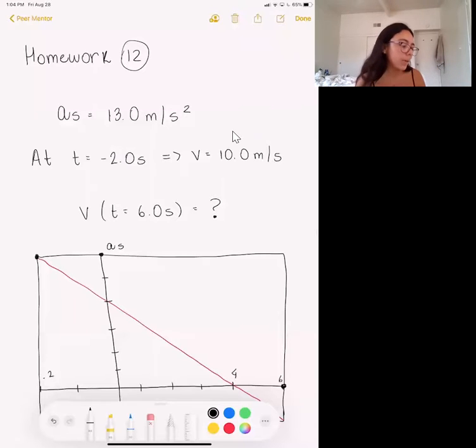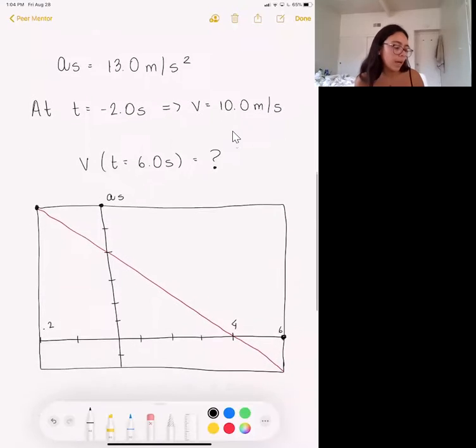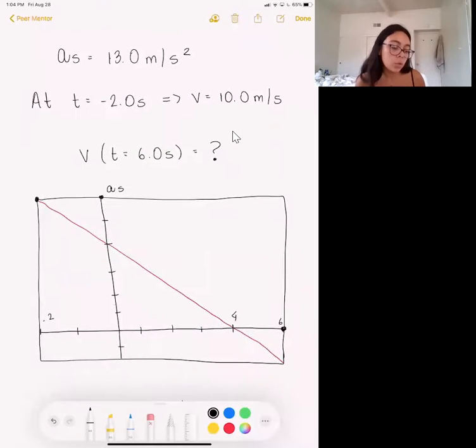So for me, it was given that my AS is equal to 13 meters per second squared, and my velocity at t equals -2 seconds is equal to 10 meters per second, and I want to find the velocity at t equals 6. So the velocity that was given to me was at t equals -2, at this point over here, and we want to find the velocity at t equals 6, which is this point all the way down there.